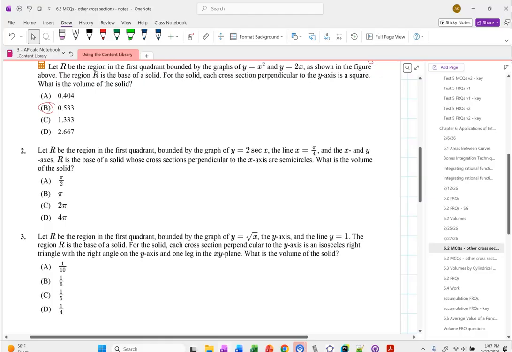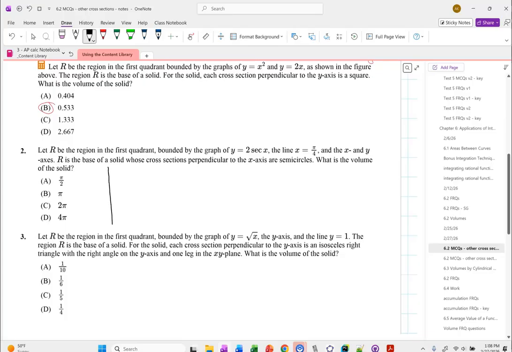It says, let R be the region in the first quadrant bounded by the graph y equals 2 secant x, and the line x equals pi over 4, and the x and y axes. R is the base of a solid whose cross sections perpendicular to the x-axis are semicircles. What is the volume of the solid? So here they didn't give me a picture, so I need to kind of sketch one of my own. And they didn't give me access to the calculator for this, but that's okay. I can do this without a calculator. I would not ask you to do something this trig-y without your calculator. But we're going to do it without our calculator now.